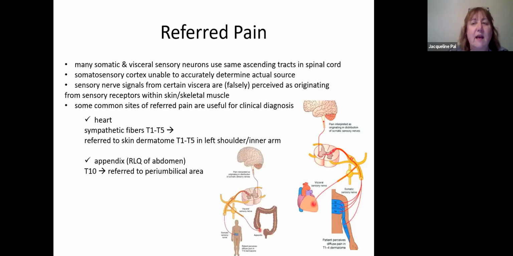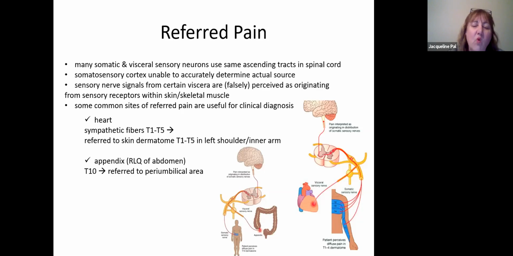The second example, and one that's near and dear to my heart, has to do with the appendix and appendicitis. So in case you don't know, your appendix is in the right lower quadrant of your abdomen, quite low, about a third of the way up between your inguinal ligament and your belly button. So it's much closer to your inguinal ligament than your belly button.